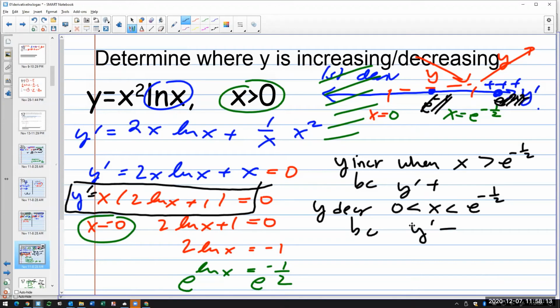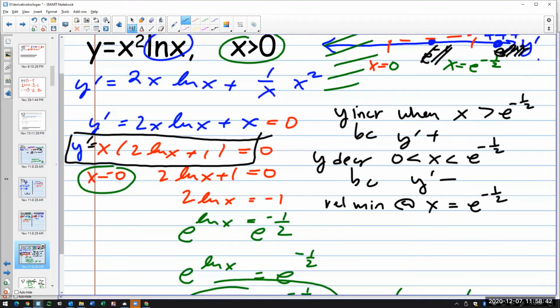y prime is negative. What if I asked you, where's the relative max on y? Here's what y looks like. Where's the relative max? There is no relative max. What if I asked you, where's the relative min on y? You would say it's at x equals e to the negative 1/2. Well, how did you get that? Because you know this is what y looks like, and you know there's a minimum right here. And what would be the justification for your minimum? y prime changes from what? Negative to positive. Very good. Any questions about the justification and doing increasing and decreasing?